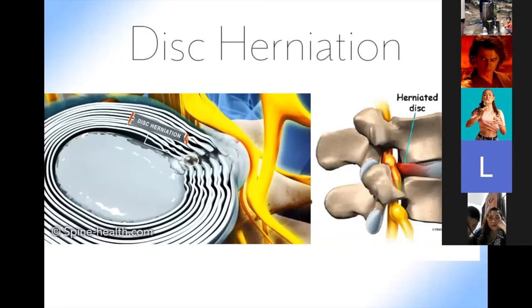Now, disc herniation can happen in two main ways. You can either have what's called a macro trauma, which is a high-force trauma, like a car accident, slip or fall, or more likely you get a subluxation, when the bone moves out of its proper alignment. And now you don't get even distribution of force.